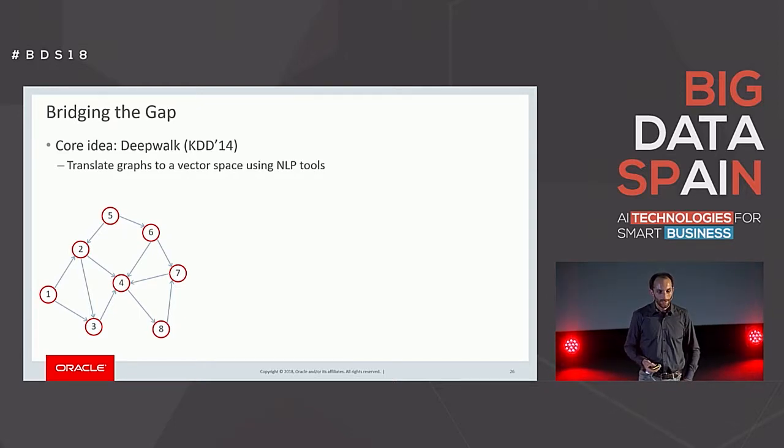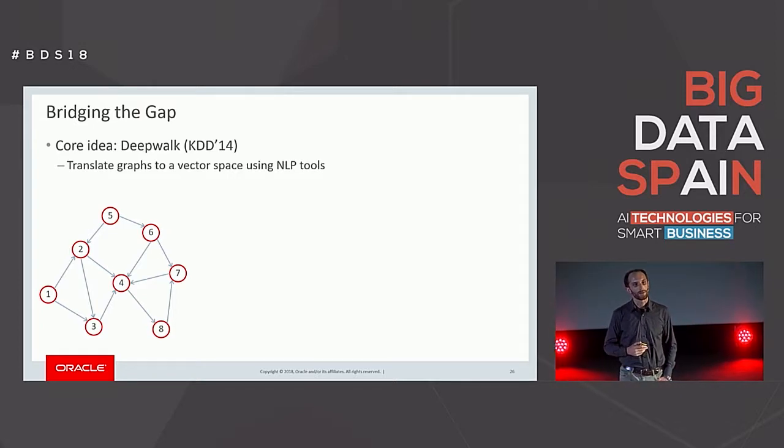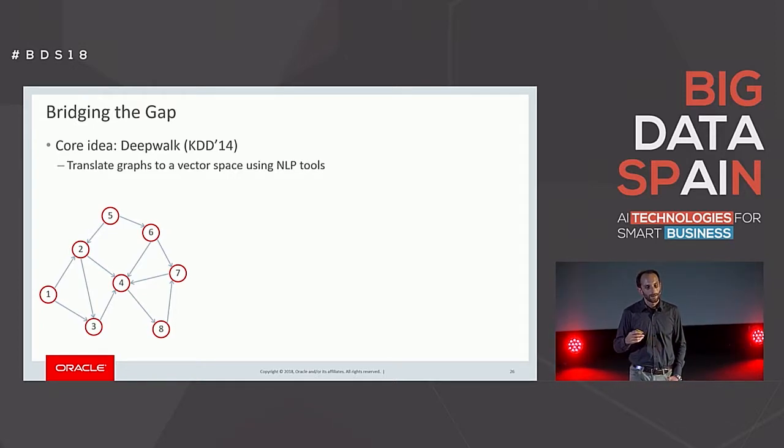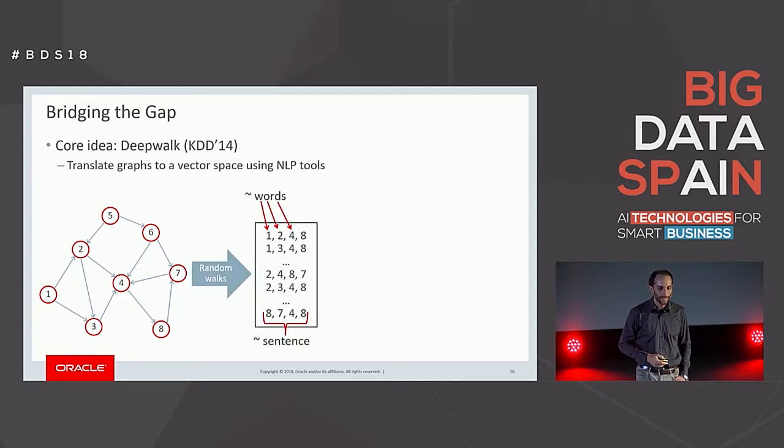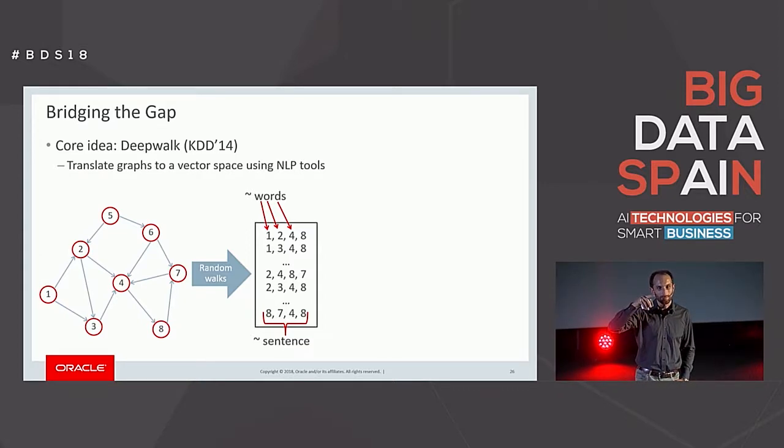It's called DeepWalk, and the idea is that you can actually use tools that already exist from natural language processing to translate the connections in a graph into something a machine learning algorithm can understand. So the idea is that you take your graph, and then you do random walks on the graph to basically extract some strings. And the string is the sequence of visits that you do in your random walk. So for example, we start from vertex 1, you go to 2, and then to 4, and then to 8, and that's one random walk, and then you do another one, and so on.